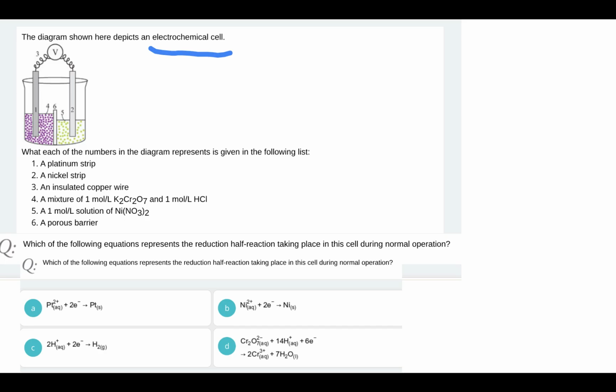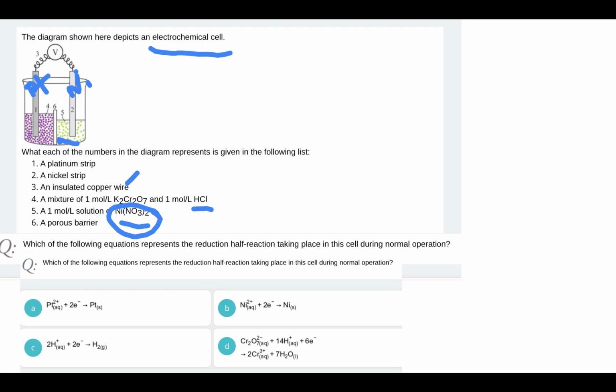So we have number 1, it's telling us that it is a platinum strip. So platinum would be this one here, and that is an electrode that is inert and it wouldn't be in our data booklet. So nickel would be number 2 here. And we have our insulated copper wire. That's how our electrons are going to flow. And then we have a mixture with potassium chromate and HCl. And then we have also a solution of nickel. This solution would be where our solution is, and then that porous barrier.